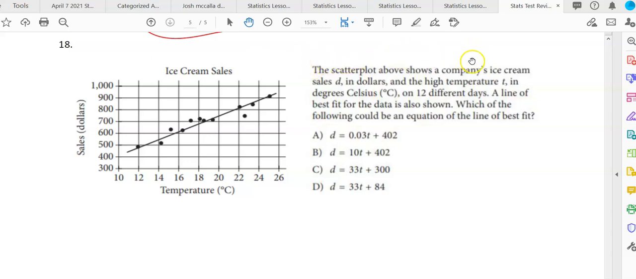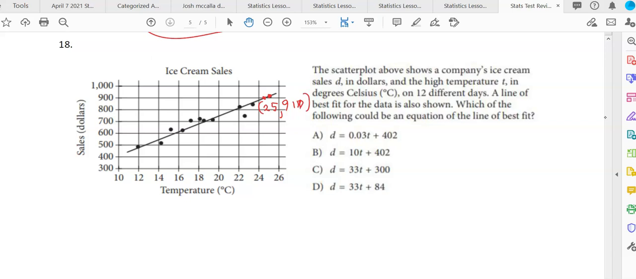The scatter plot above shows a company's ice cream sales in dollars. Which of the following could be an equation of the line of best fit? Be careful on this one. I think this is a really tricky problem. Like we did on one of the previous ones, we're going to try to get some nice points in here. Man, it's hard to find some nice points. Let's just pick this point. That seems to be about 20. Well, let's pick that point, I guess. That's 25, comma, just a touch over 900, 910 maybe.